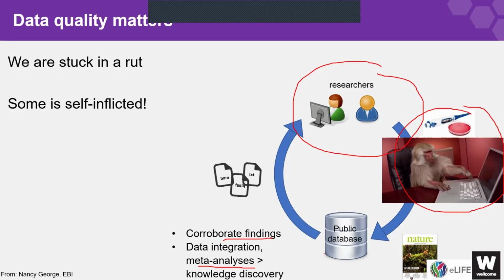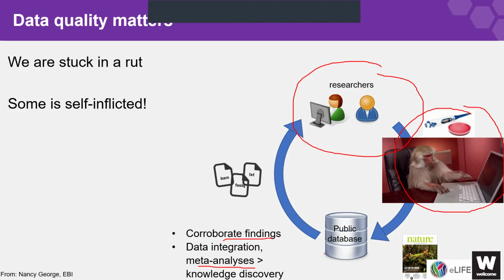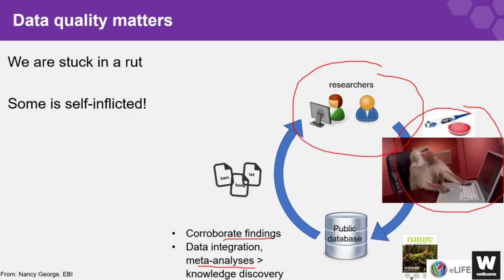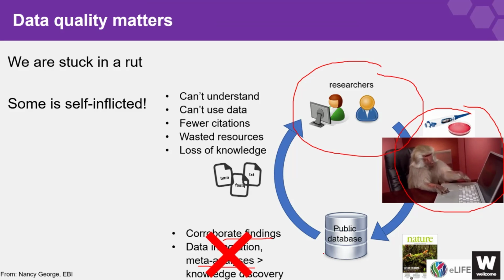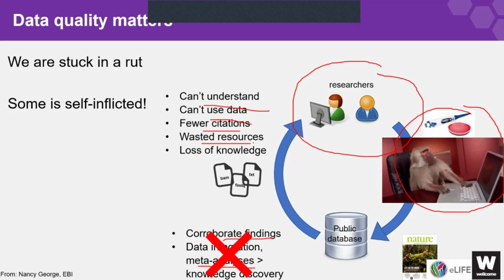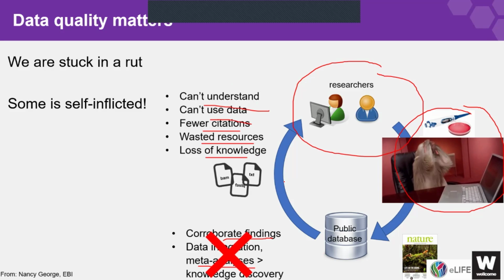So this can lead to a lot of frustration for people who are trying to use data sets that have been published but actually are not robust. And this means that your results won't be understood, that the data can't be used. It will mean that the work is cited less. It's fundamentally a waste of resources, a waste of funding, and really a loss of knowledge that we could otherwise find.